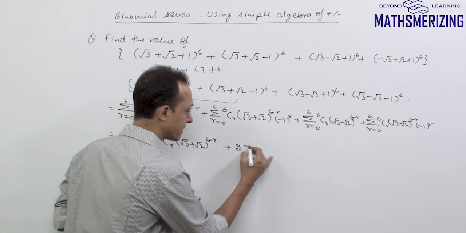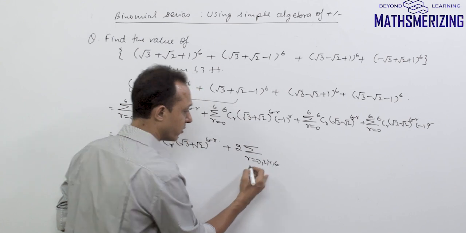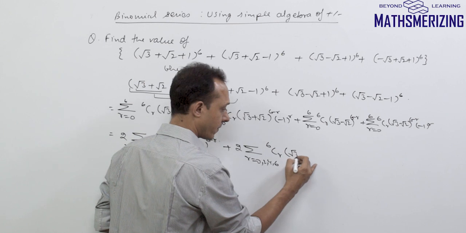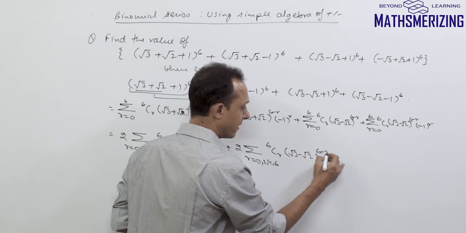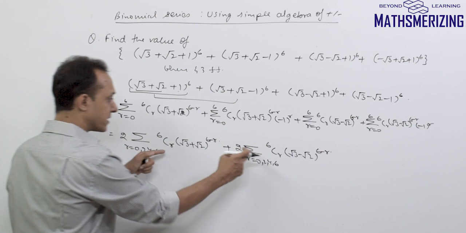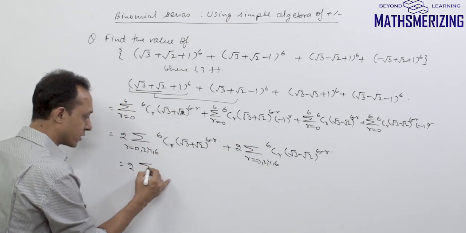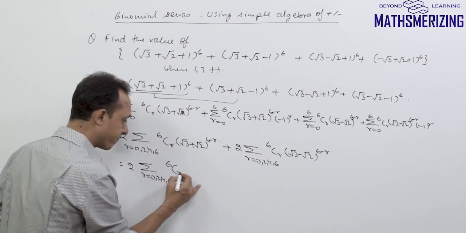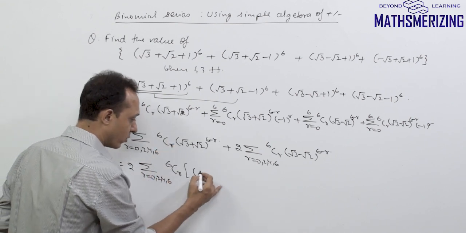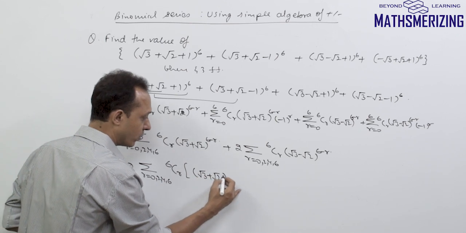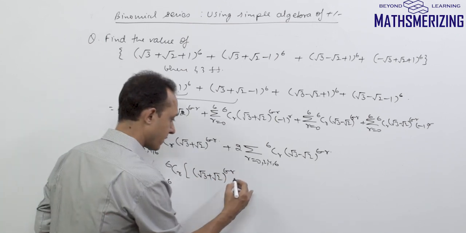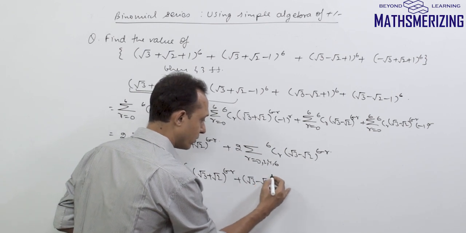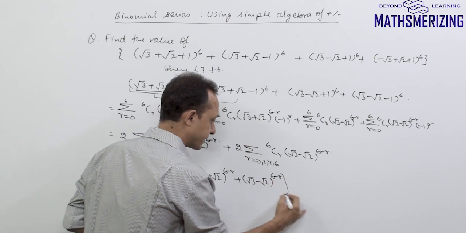There'll be 2 times summation. Again, r will take even values 0, 2, 4 and 6, and here will be 6Cr (root 3 minus root 2) to the power 6 minus r. Now I'll take the two summations together. So I'll write it as 2 times summation r varies over 0, 2, 4 and 6, and I'll also take 6Cr common. Then I'll write it as (root 3 plus root 2) to the power 6 minus r plus (root 3 minus root 2) to the power 6 minus r.